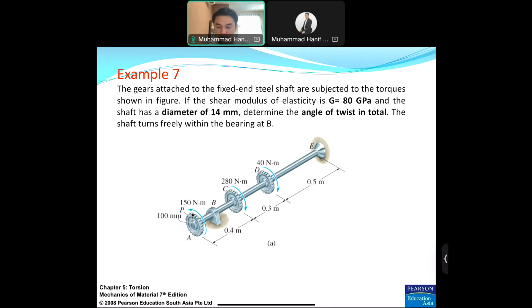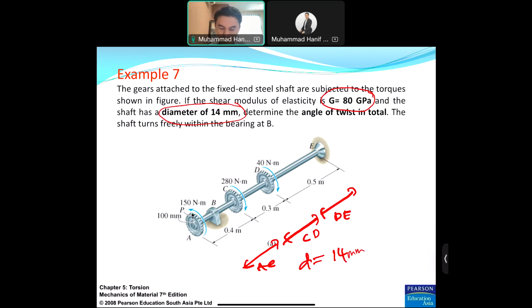So there are many clues given in the question. The first one is the elastic modulus. Number 2 is the diameter of the shaft. So the shaft has the same diameter. From AC, CD and also DE, the diameter is similar, which is 14 millimeter.